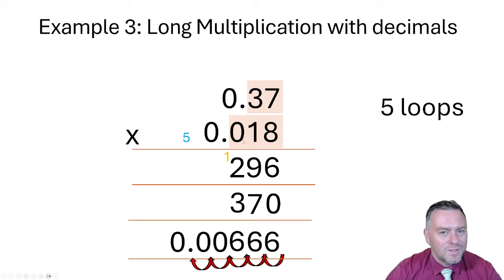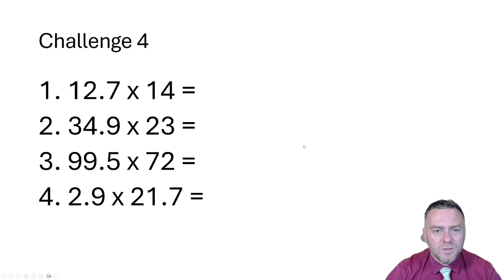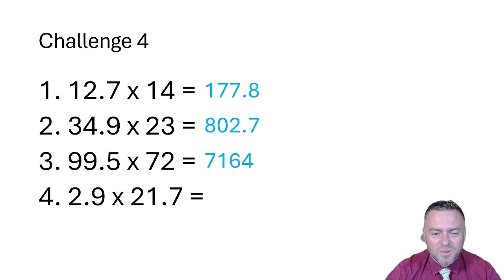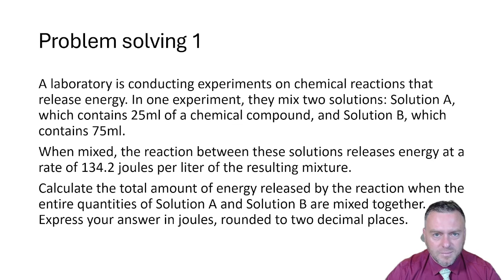Now, again, you could just type that in your calculator, but by practicing this skill, getting your times tables and all that, it is quite valuable. So just pause the video and use your technique. Cool. So for the first one, you should have got 177.8. The next one, you should have got 802.7. Next one, 7,164. And the last one, 62.93.